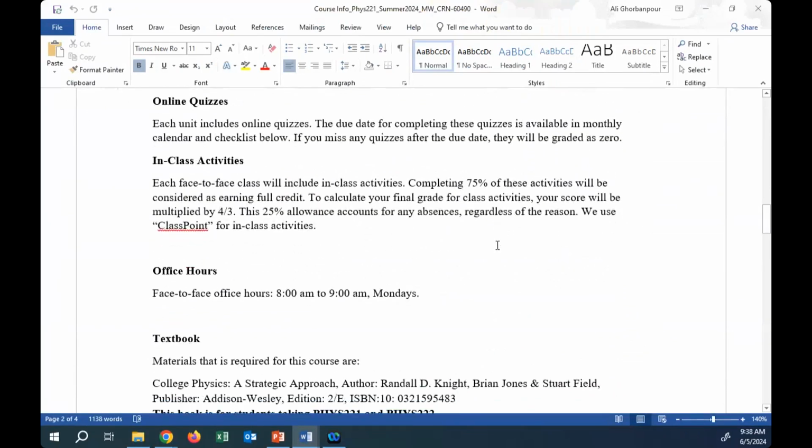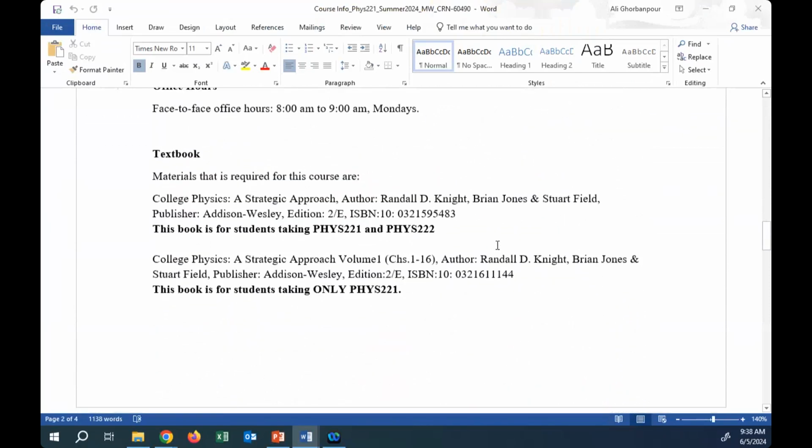And in class activity and office hours, and the textbook that you need for this class. One thing about the textbook: if this physics is your first and last physics ever, it's better to just buy a second-hand one. If you are taking this physics and also intro physics 2, physics 222, it's recommended to buy the first one. You don't need to buy the new book.